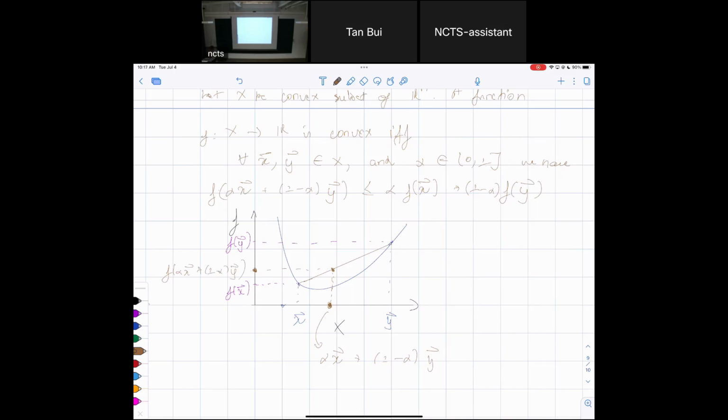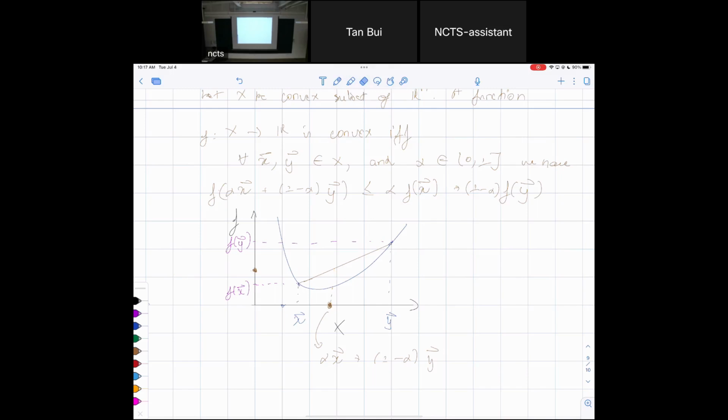Okay, so the definition of convex function is the following, right? So I'm sorry, I put it wrong. I'm sorry. I made a mistake there, everybody. Okay, I made a mistake there. I'm sorry.